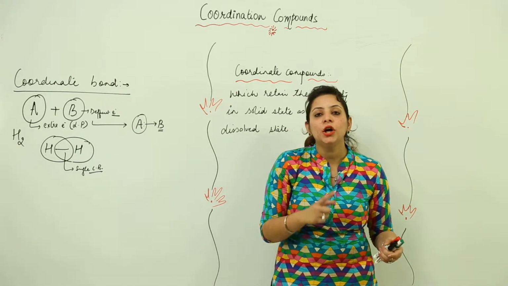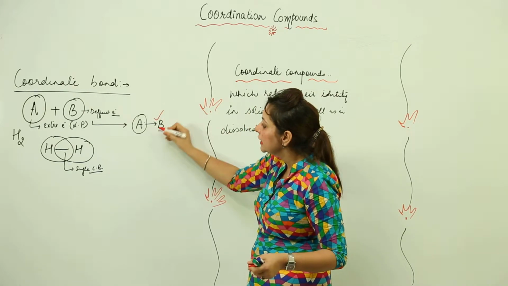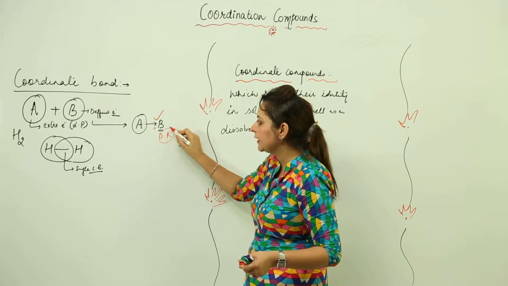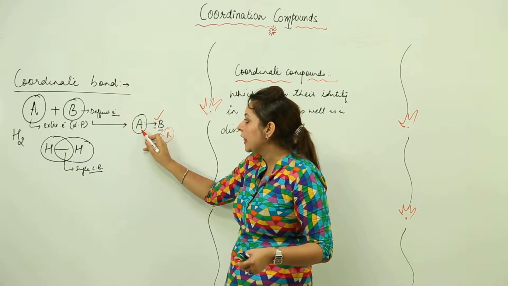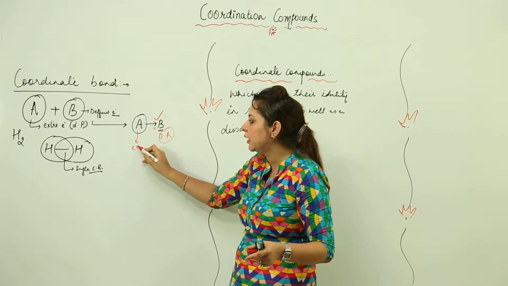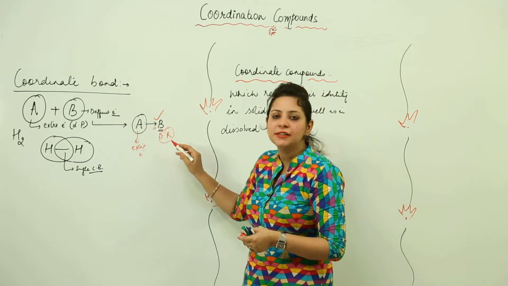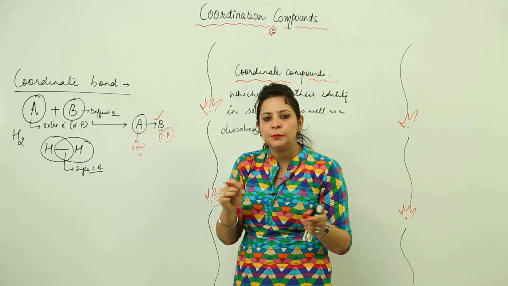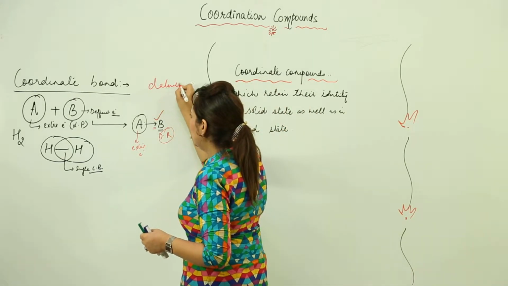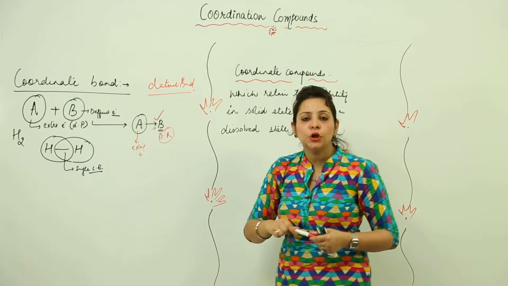So that is why coordinate bond is represented by putting an arrow. As you can see, this arrow is pointing towards the deficient reactant, the reactant which is deficient in electrons, and it is starting from the place which has an extra electron. Right. So this is a donor, this is a recipient, so you can say it is a donor recipient kind of bond, also called a dative bond. So this is what is a coordinate bond.